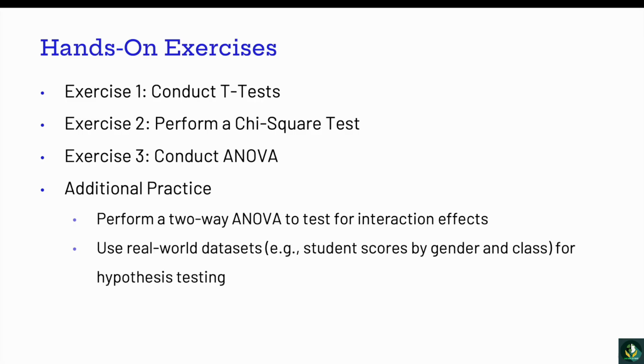Also, you can try to use real world data sets, for example, student scores by gender and class for hypothesis testing. You can find these data sets online, or if you are in a school or affiliated with a school, you can get a data set from there. And finally, you can visualize these test results using box plots or bar plots.